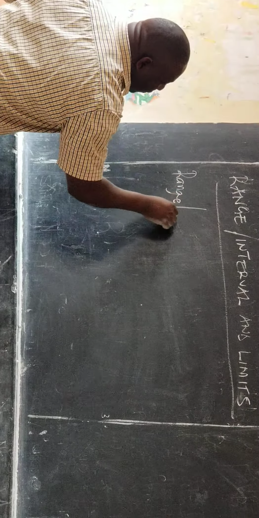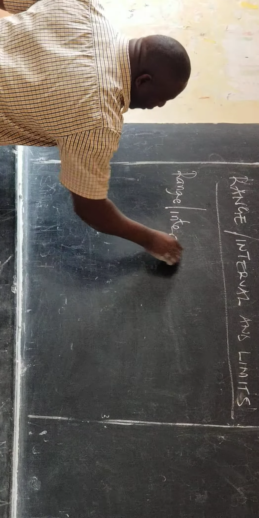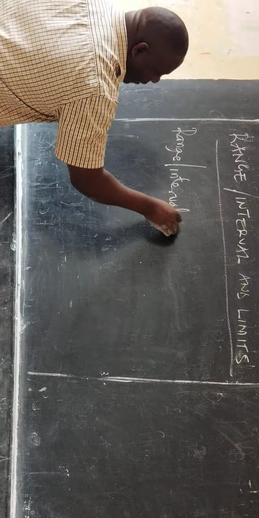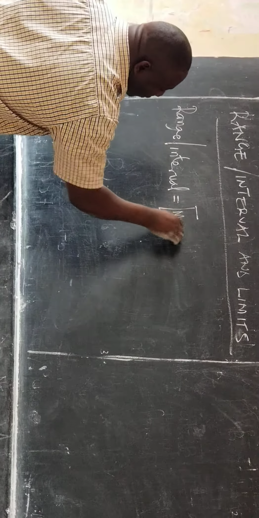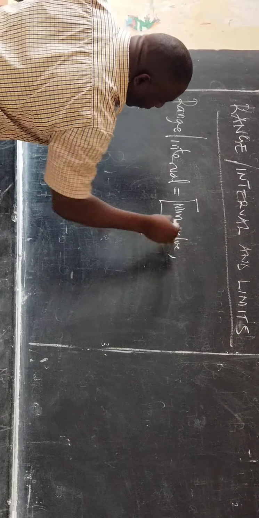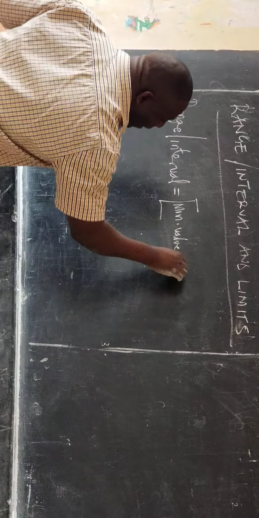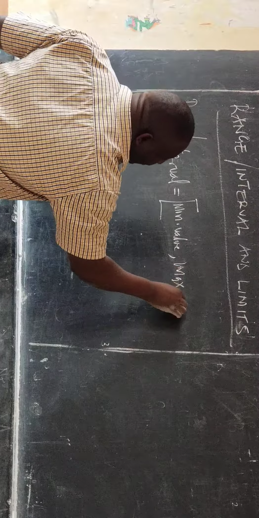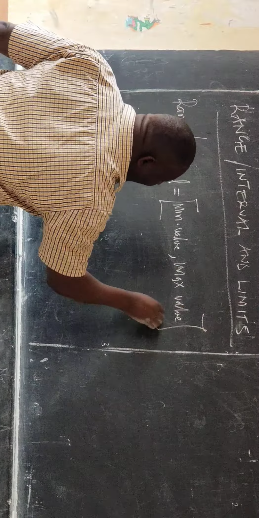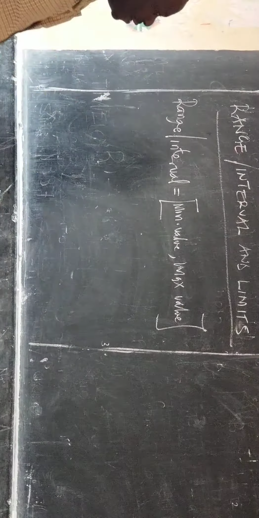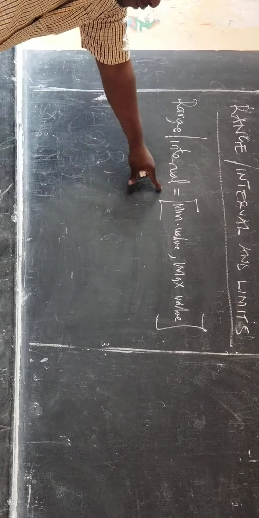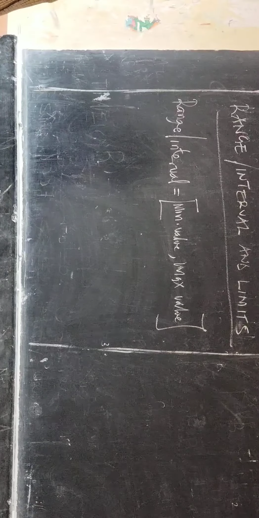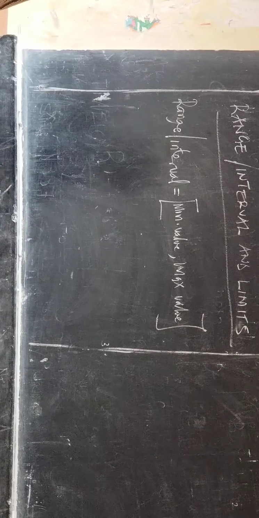The range or the interval within which the expression lies is defined as the minimum value, comma, the maximum value. So when you get the maximum value and the minimum value, then you can get the interval or the range within which the true value of the expression is expected to lie.